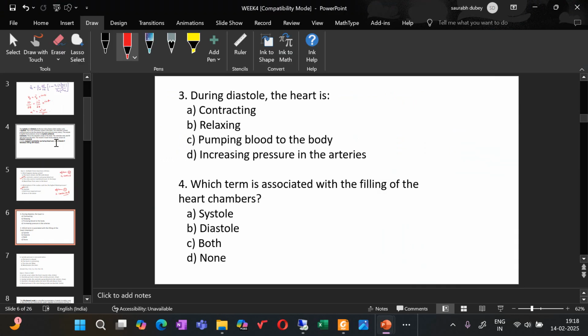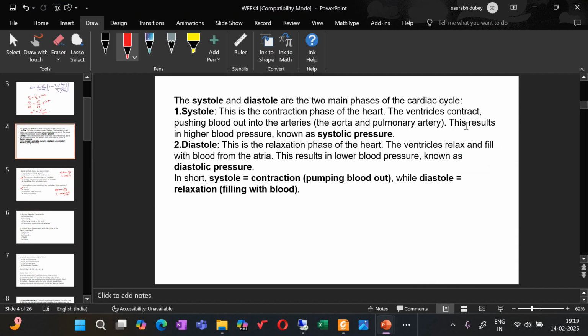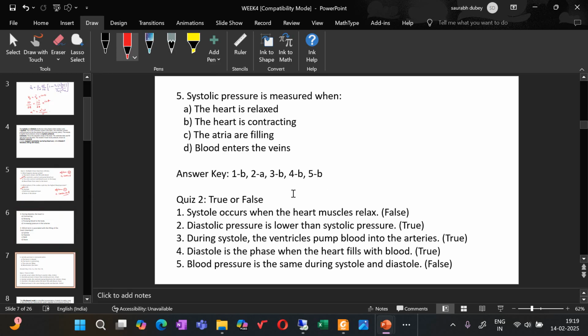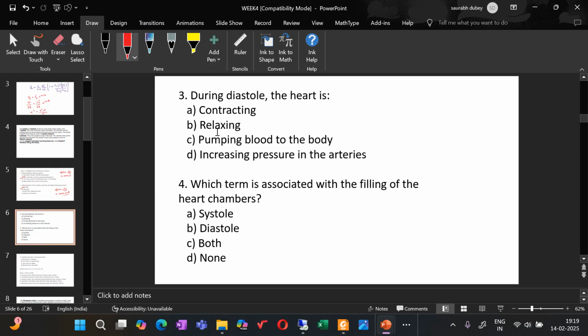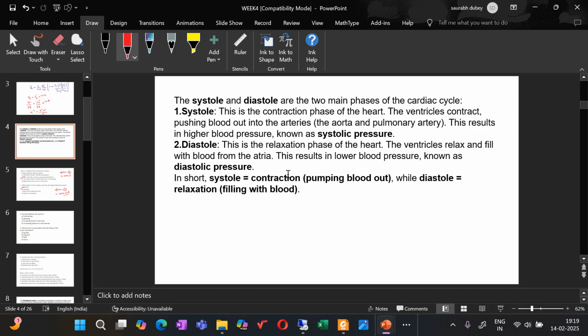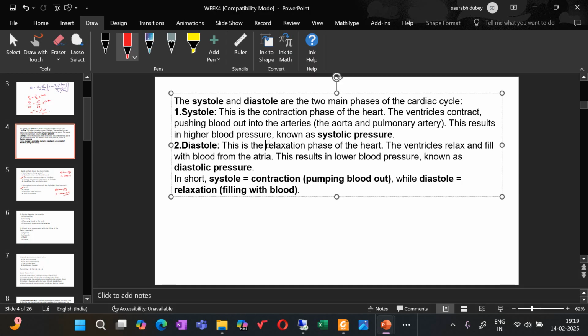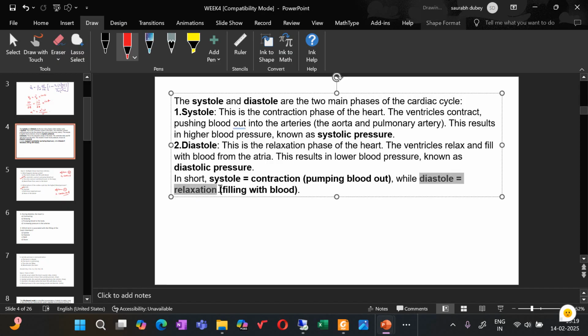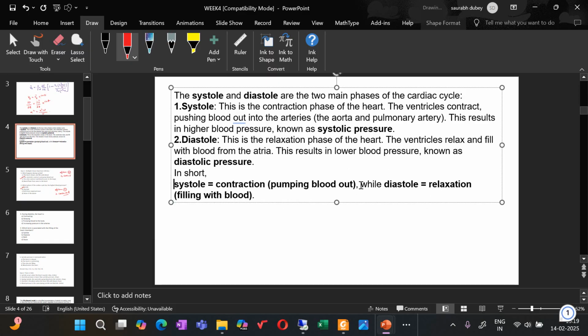A is contracting in the diastole, right? Here during diastole, the heart is what? Heart is contracting, relaxing, right? So if you see, the answer to this is B, which is relaxing. Diastole is the relaxation phase of the blood, and here also diastole equals relaxation. Just remember this one. If you are getting trouble in this, just remember these two.